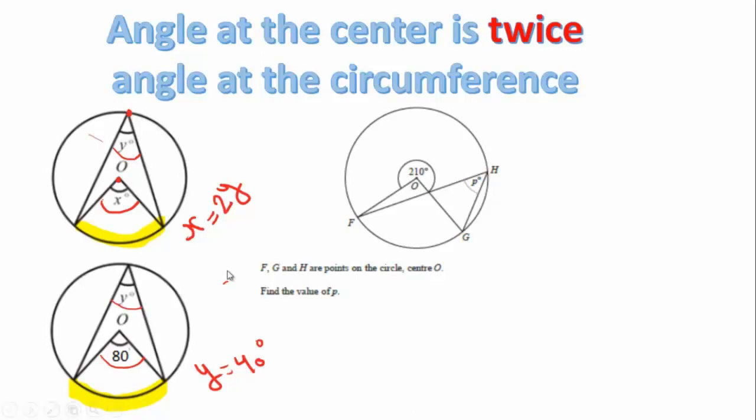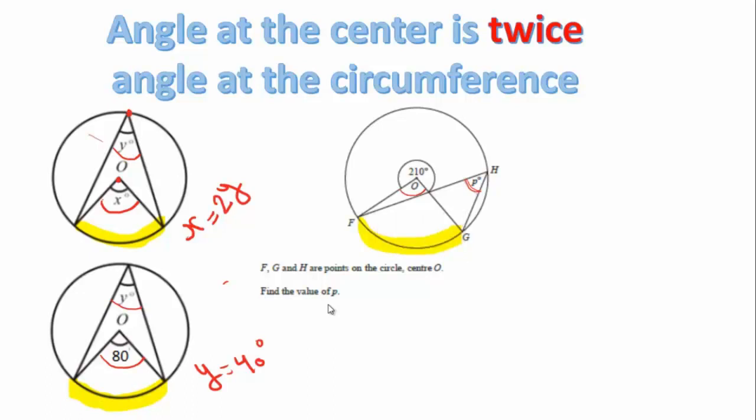If G and H are points on the circle, center O, find the value of P. So, angle P is here. To find this angle, as you can see, this is angle at the circumference. We have to find another angle which is at the center, and they must share the same arc also. This angle here is a central angle, and both of them are sharing the same arc.